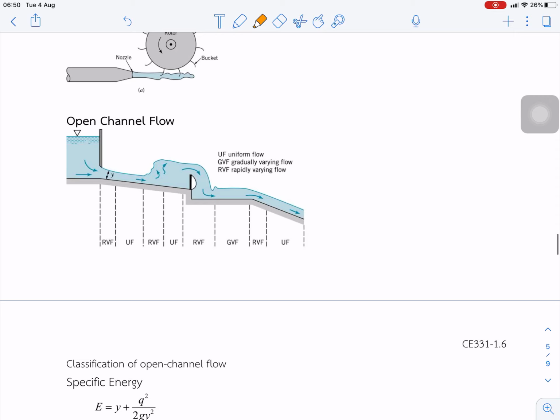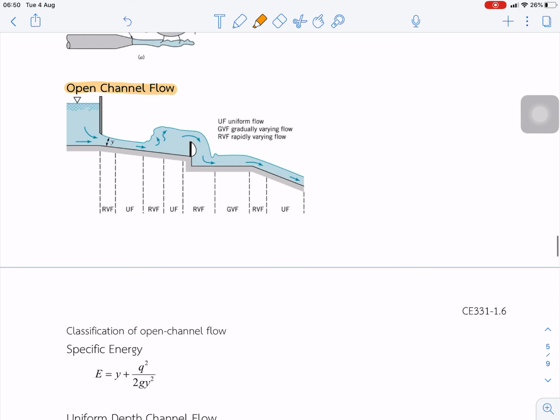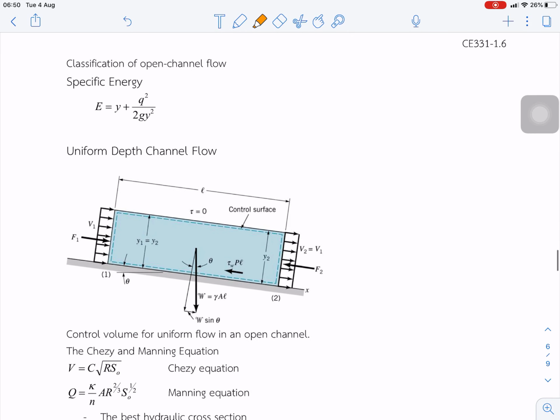And the next topic that we're going to extend from this knowledge is open channel flow. So we can classify into uniform flow, gradually varying flow, and rapidly varying flow, based on this flow profile. And one equation that we learn is the specific energy equation, to explain the flow in open channel flow.